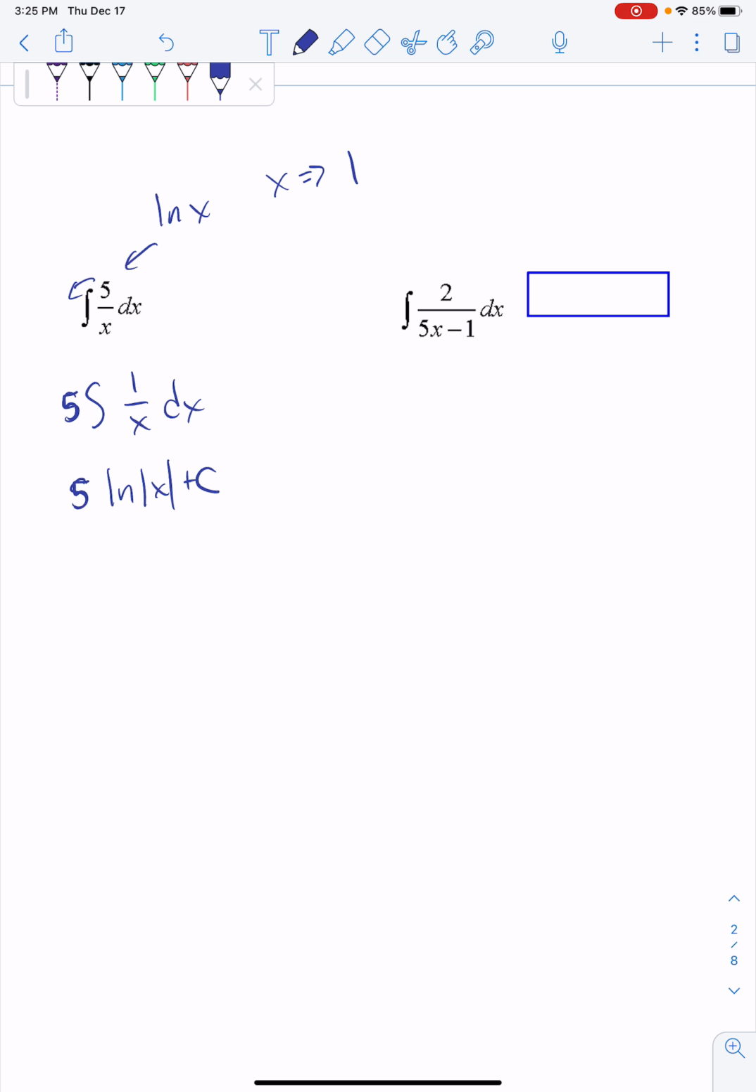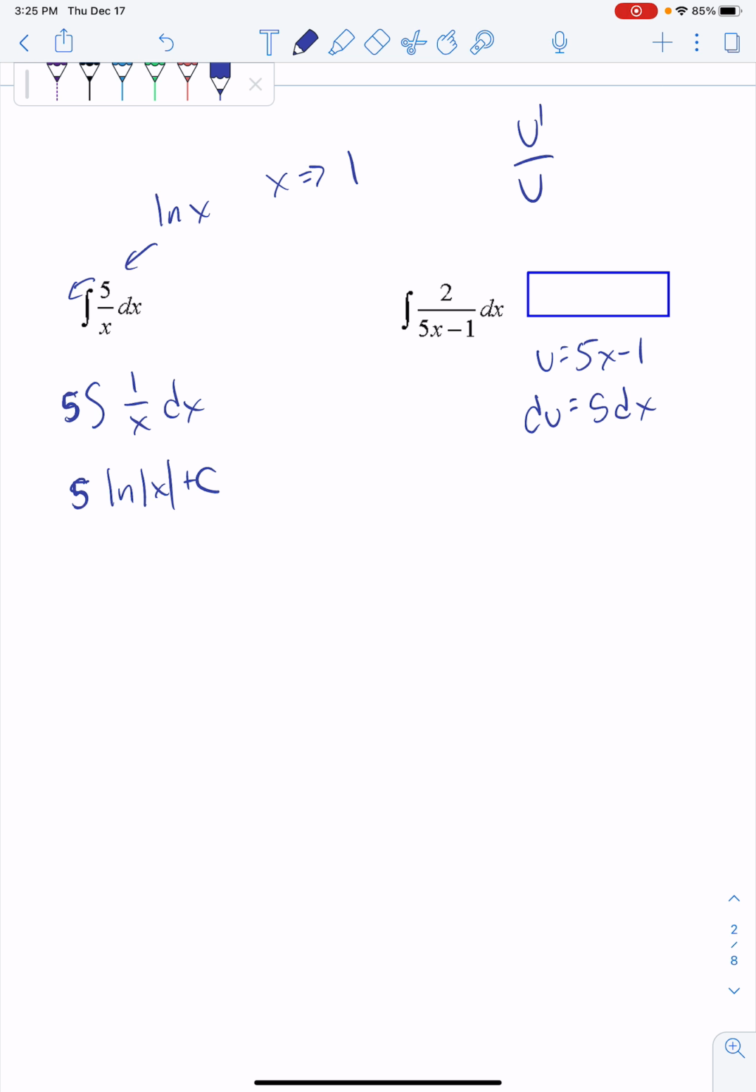Okay, the second one, same idea. This looks kind of like my u prime over u. I don't just have an x on the bottom, I've got a function. But there's a couple of different ways that we can do this. The first way that we can do this is set u equal to 5x minus 1, which means that du, my derivative, equals 5 dx.